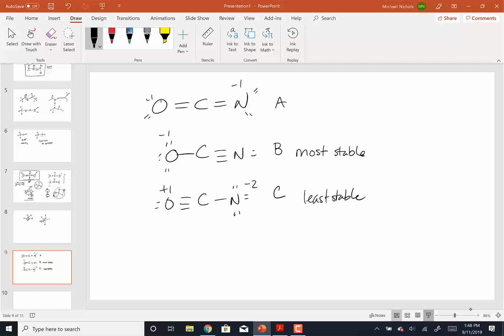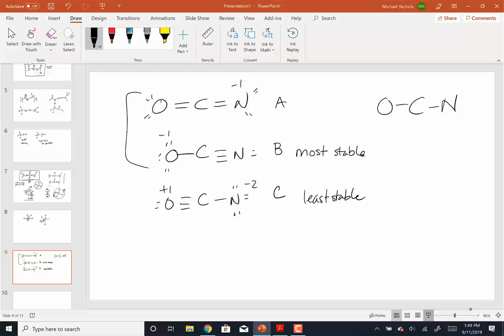So if we're going to write the hybrid, let's write the hybrid of A and B, which I think is exactly where we were on Monday. So we average charges, we average bonds. I'm only going to average A and B here. Oxygen in A is 0 formal charge, in B it's -1. What's the average? You could say -0.5, but that assumes they're equal in stability, and they're not, because we just said B was more stable.